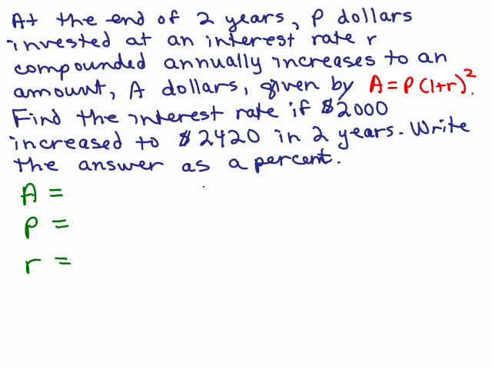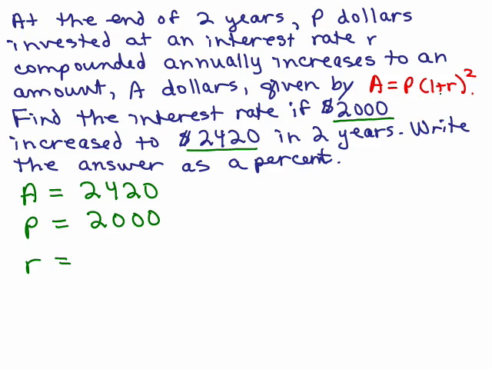So A, that's the amount it increases to, right? Well, what did it increase to? 2420 right here. So that's 2420. What was the original amount? That's the P. That's how many were invested. How much was invested? Well, that was the $2,000. That's what it started out. And we don't know R.